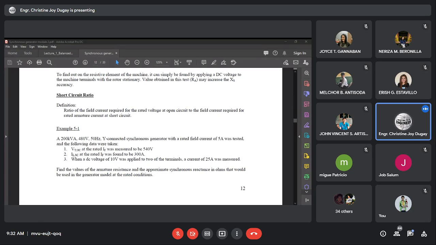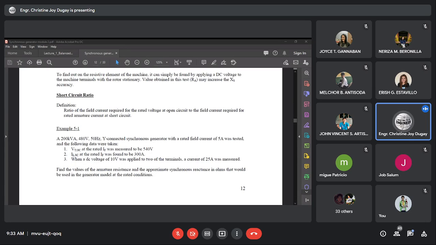Charot. Okay, so here's the problem. Okay, how are we going to solve for the armature resistance and the approximate ohms that would be used in the generator model at the rated conditions, no? So first, we're going to take note, ano po yung mga given po natin? At saka ano yung unang target natin dyan? Ito ang hinahanap, no? Dalawa lang hinahanap, armature resistance and tawag dito, the approximate value of the synchronous reactance. Yun po yung tinatanong, no?